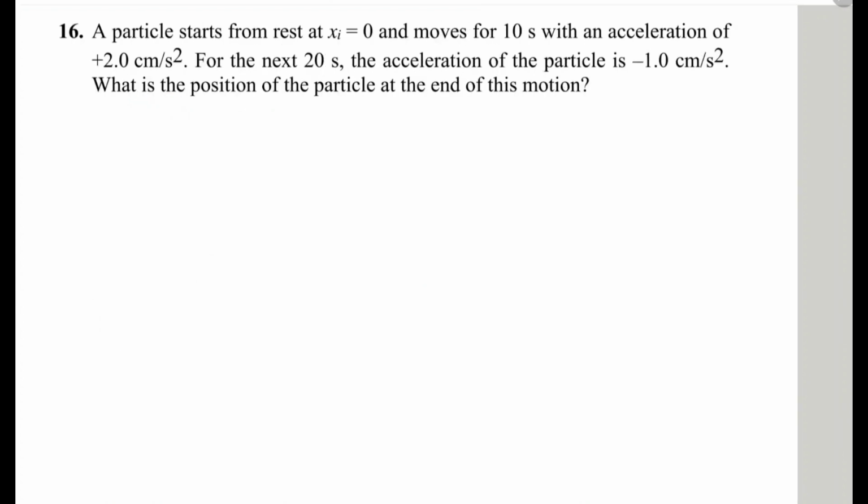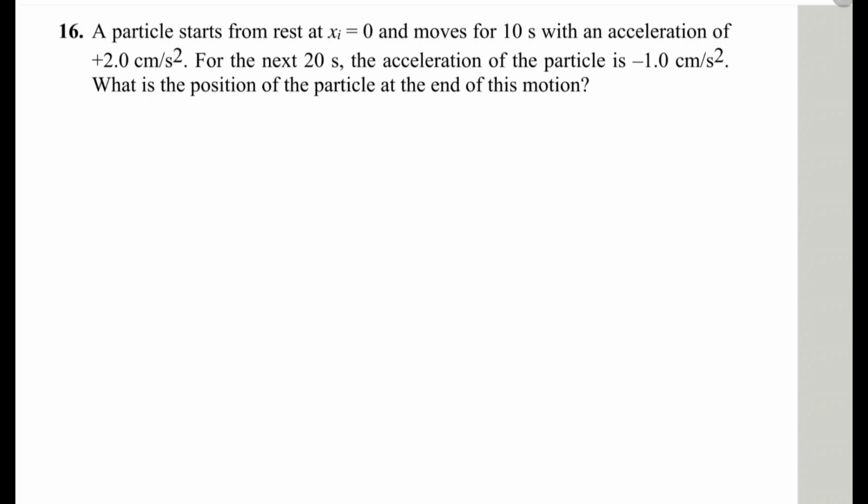A particle starts from rest at x equal to 0 and moves for 10 seconds with an acceleration of 2 centimeters per second square. For the next 20 seconds, the acceleration of the particle is minus 1 centimeter per second square. What is the position of the particle at the end of this motion?